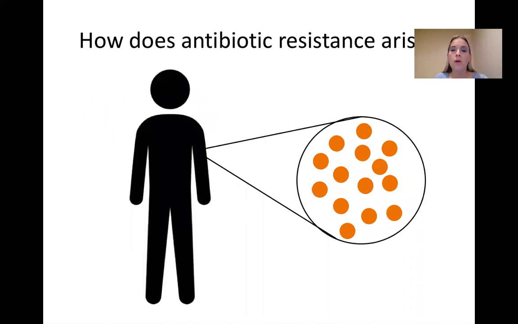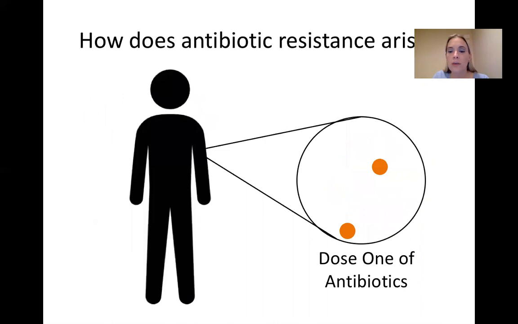So how does all of this arise? This is really just an animation that's going to show you some bacteria cells. And if we go through some rounds of antibiotics, this is similar to what you're going to be doing in your lab, by the way. Dose 1 of antibiotics shows us getting rid of, of course, many of these susceptible bacteria. Those are dying off.